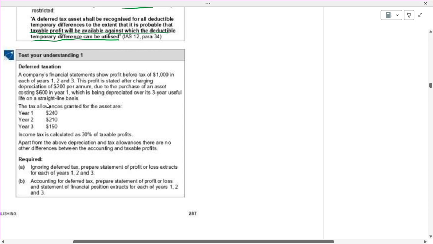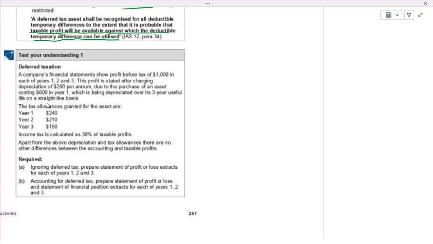Read this once. A company's financial statement shows profit of 1,000 each year: year 1, year 2, year 3. This profit is stated after charging depreciation of 200 per annum, due to purchase of an asset of 600 in year 1, which is depreciated over 3 years on a straight line basis. What is the tax allowance they have mentioned? The tax allowance for the asset is 240, 210 and 150.